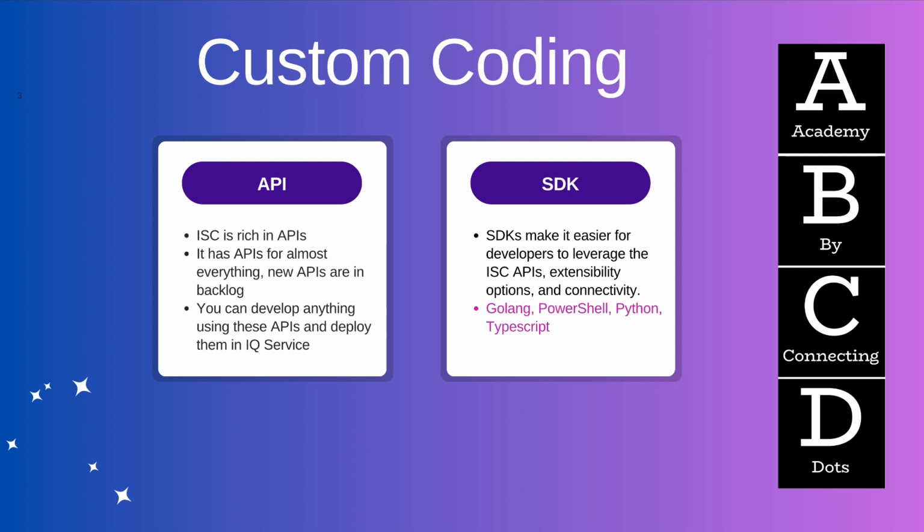When you go with APIs, it's raw coding, everything you have to do. If you go with an SDK, you do not need to build a lot of code. You can use the methods available there, reduce your coding, and quickly achieve your requirement. So what SDKs are available currently? The SailPoint SDKs, as far as I know, are available in Golang, PowerShell, Python, and TypeScript. You can do any coding and deploy that code in the IQ service component.